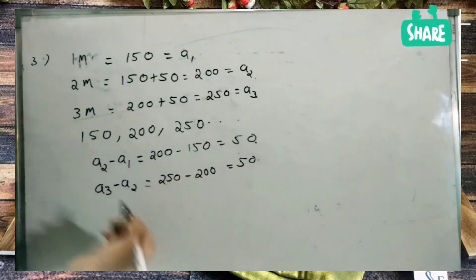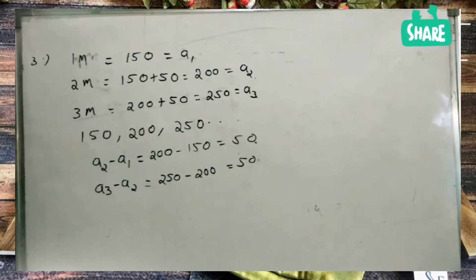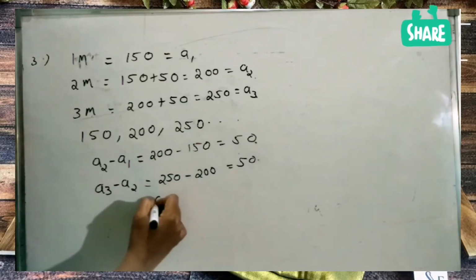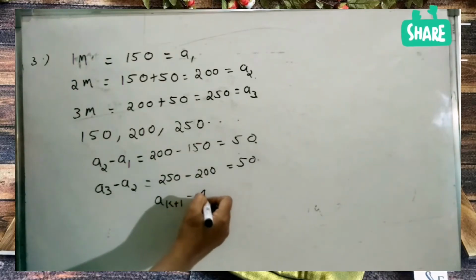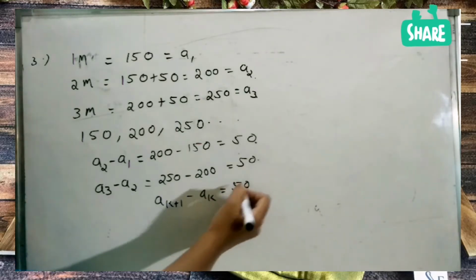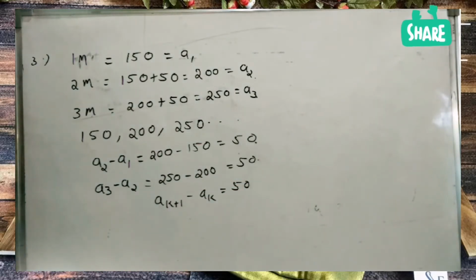So we got A2 minus A1 and A3 minus A2 equal, and it is equal to 50. Then in general we can write A(k+1) minus A(k) is equal to 50 for any two consecutive terms. Therefore, this list of numbers forms an AP with the first term 150 and the common difference 50.